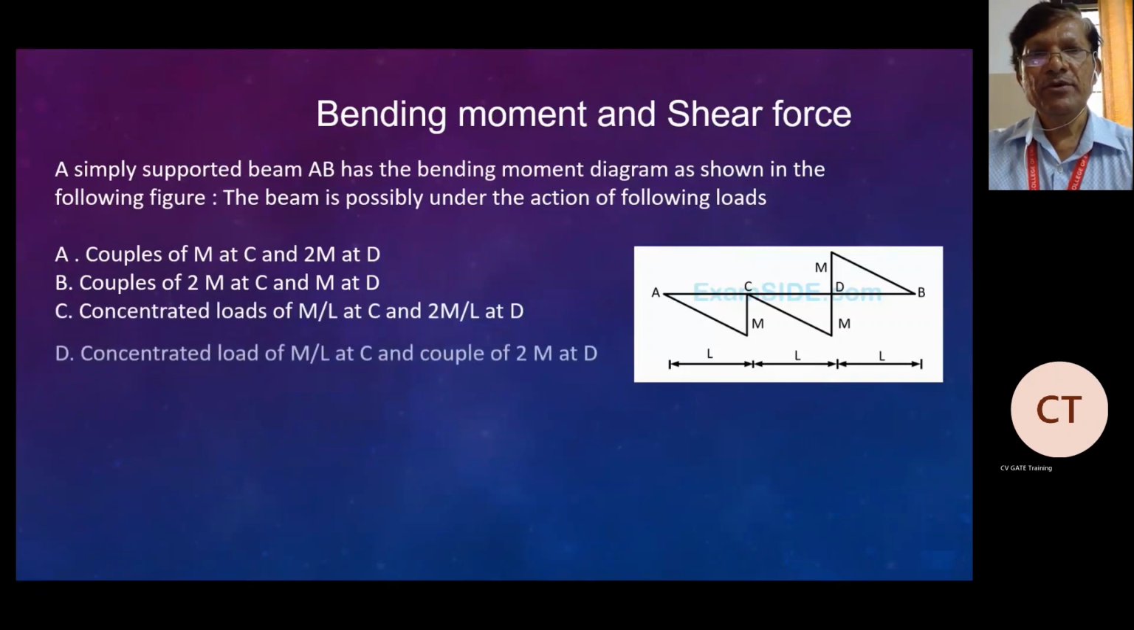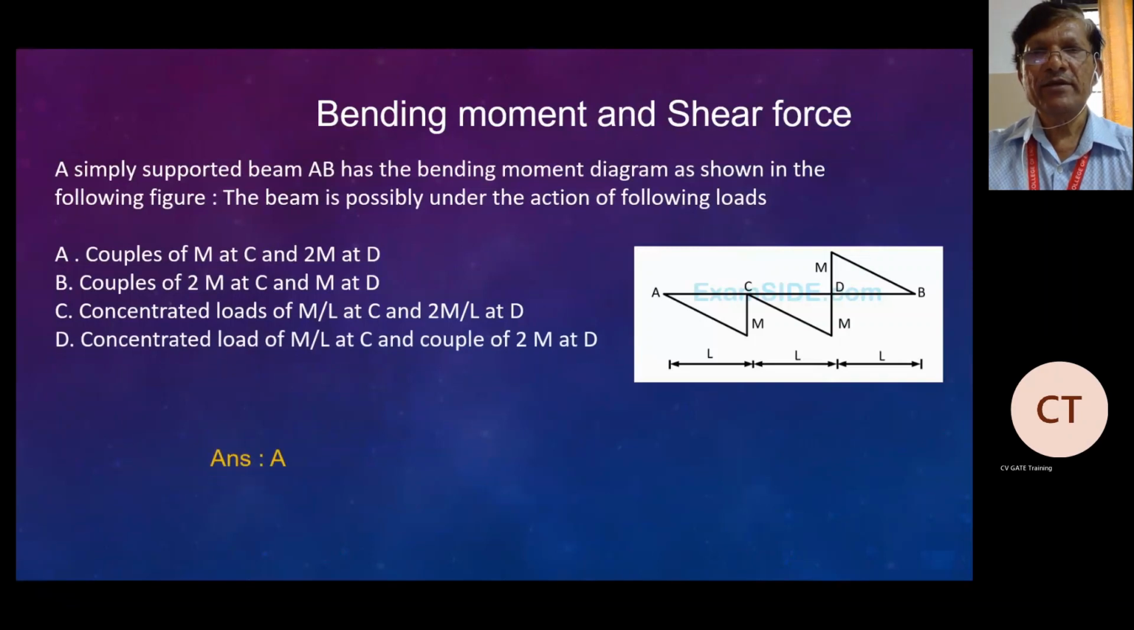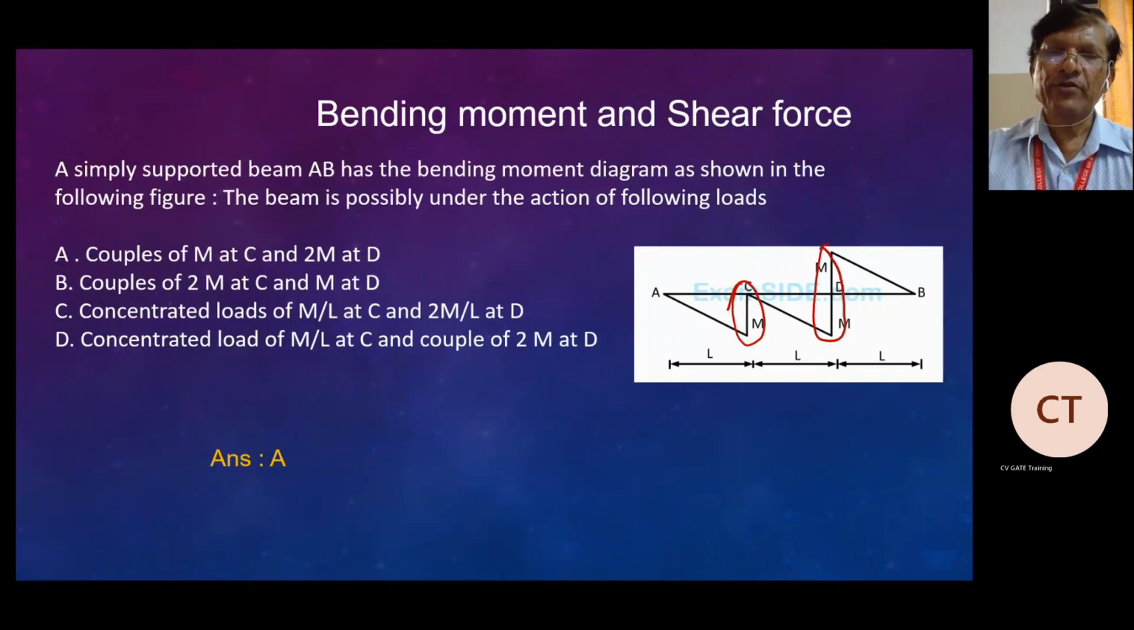So what you have to do? All the different options are given. So we have to calculate the beam. Considering that one different beam, they have given a moment here and a moment here. So we need to calculate the reactions at A and B. And once we know the reaction, this is the moment acting here. So moment at C is equal to only M. At D, it will be 2M. So that is the one it will be coming.